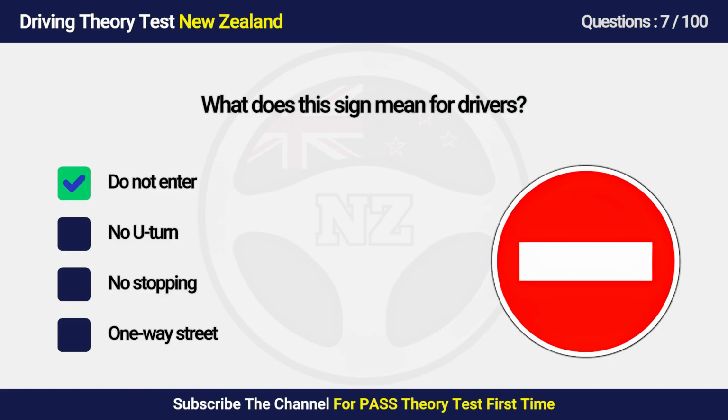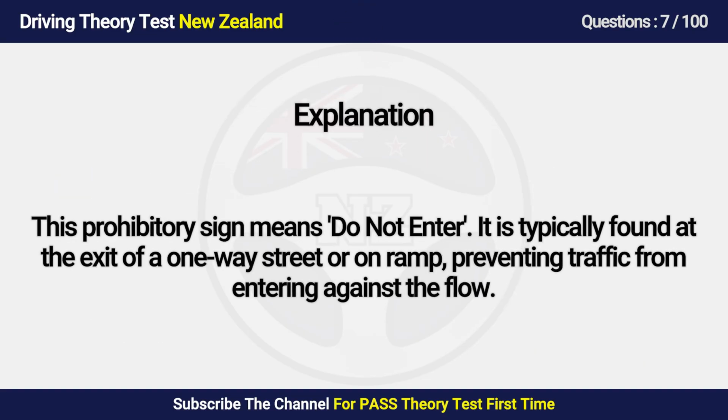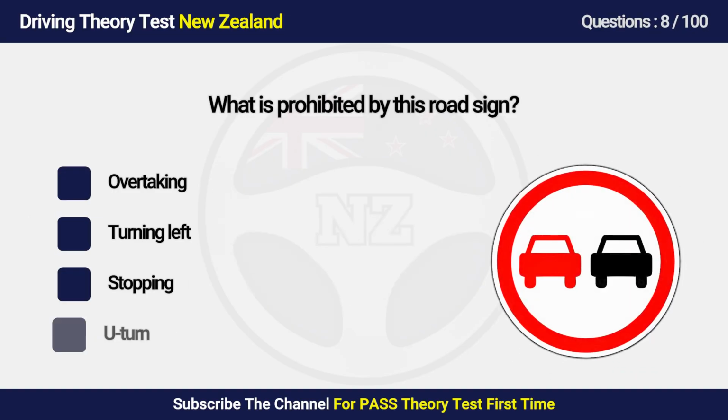Answer is A. Do not enter. This prohibitory sign means do not enter. It is typically found at the exit of a one-way street or on ramp, preventing traffic from entering against the flow.